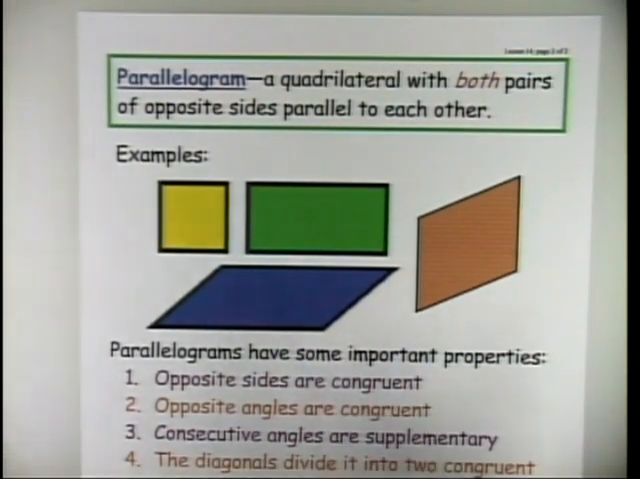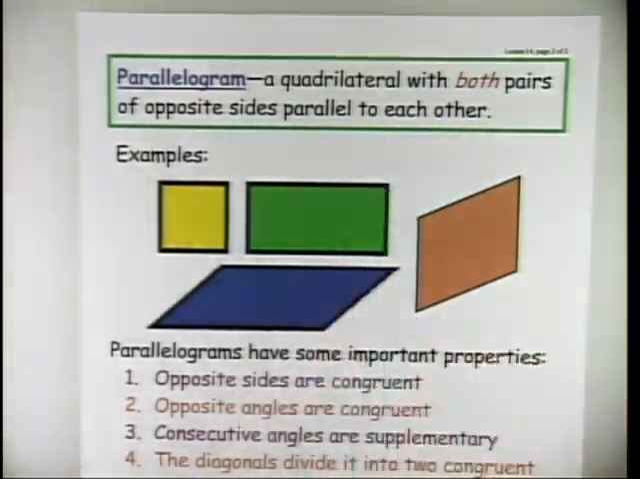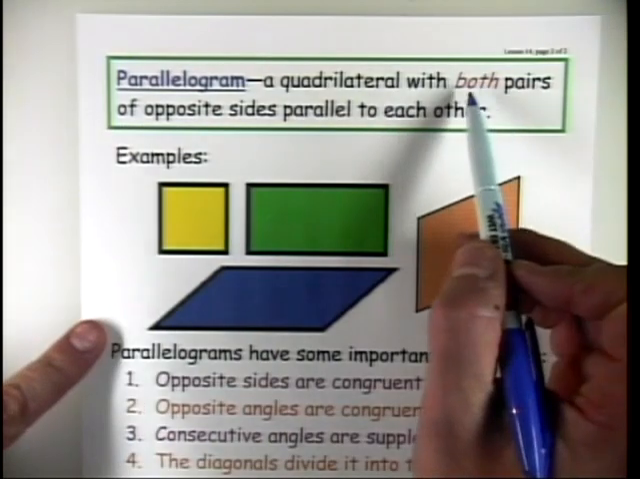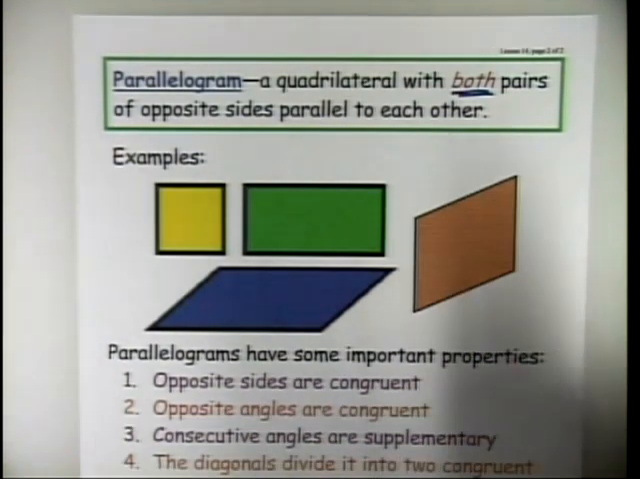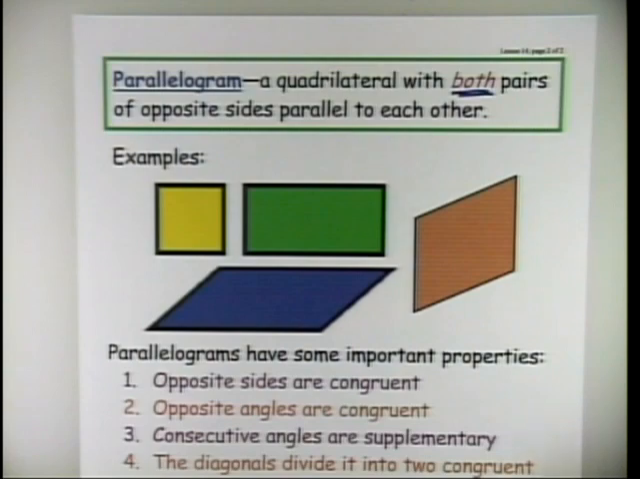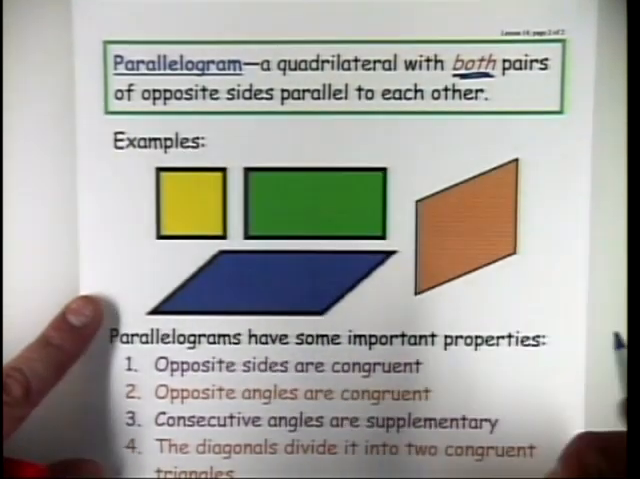Now here's what a parallelogram is. You could probably already get a hint of what it is just by the name. It is a quadrilateral, first of all, which means it has four sides, and it has both pairs, not just one, but both pairs of opposite sides parallel to each other. Now remember from an earlier show, parallel lines never intersect. They basically have the same slope. They run side by side. So a parallelogram is a special quadrilateral, four-sided with parallel sides.